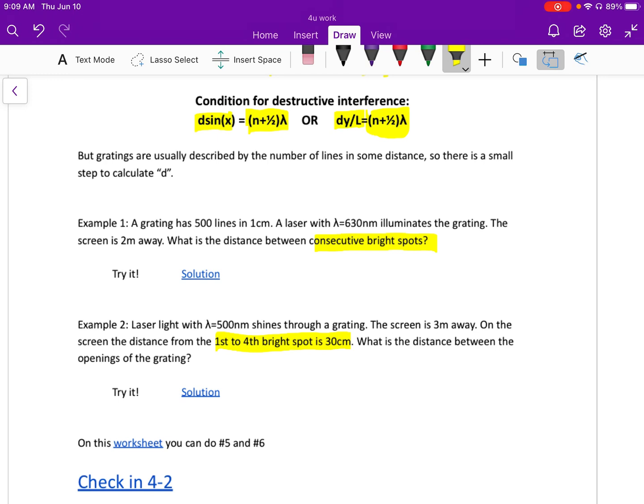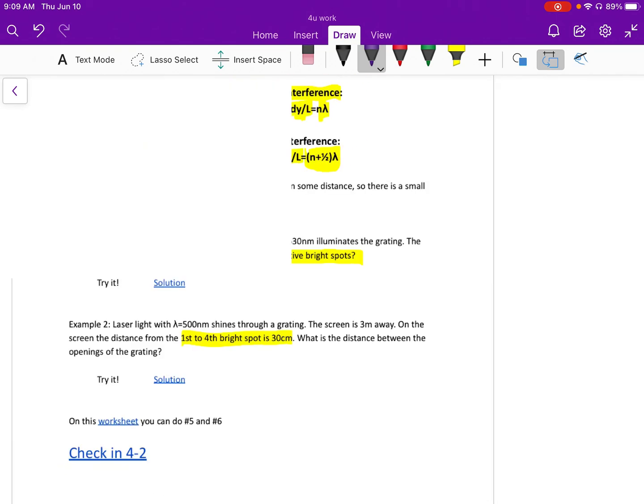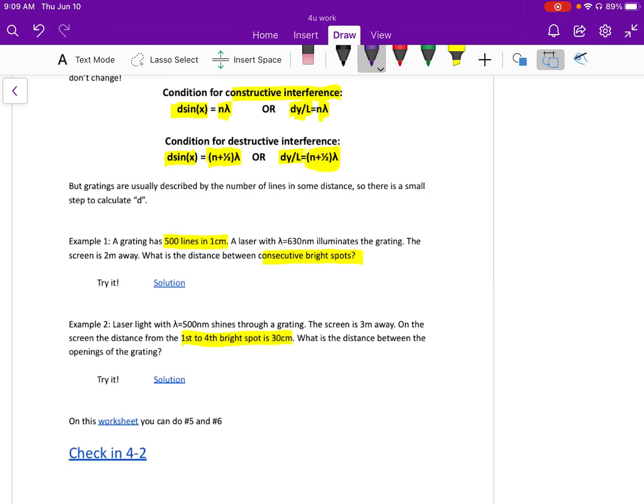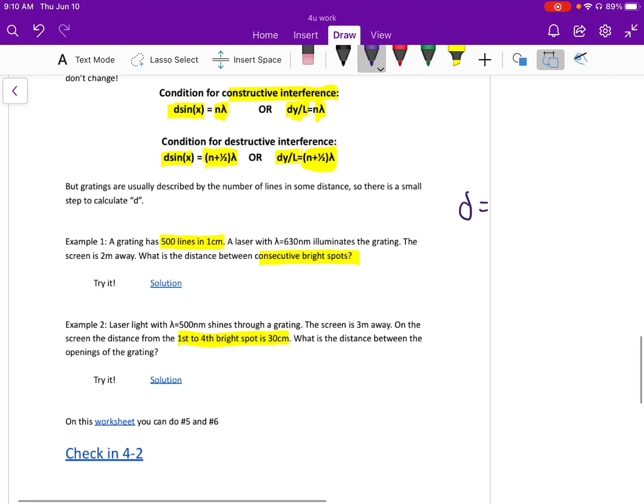There's one tiny wrinkle. In a grating question, you aren't given the D directly. In a double slit, D was the distance between the lines, or between the two openings. In a grating, D is going to be the distance between consecutive openings, but it's going to be communicated a little bit differently. Like in example 1, when you watch the video of the full solution, it's there. But basically, D is the distance in meters. So for this one, it was 1 centimeter. Often it's 1 centimeter. Every once in a while, you see like 1 millimeter or something.